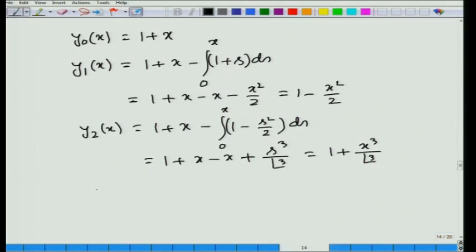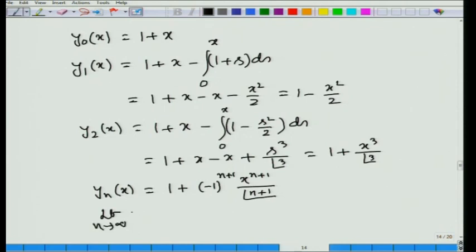So, in this case, in the nth term yₙ(x), you will have an additional term (−1)ⁿ⁺¹ xⁿ⁺¹/(n+1)!. Of course, for any real x, this term goes to 0, and ultimately the limit as n tends to infinity of yₙ(x) is equal to 1, which is the same solution as we obtained by assuming y₀(x) = 1.